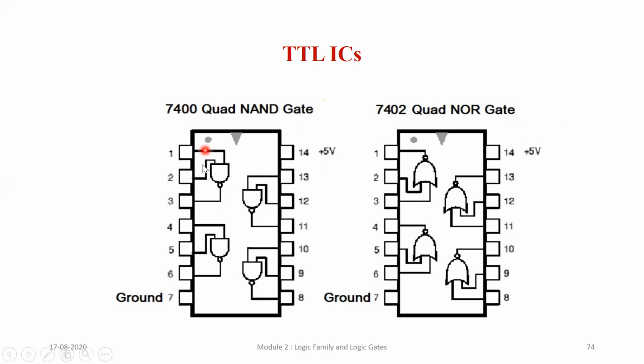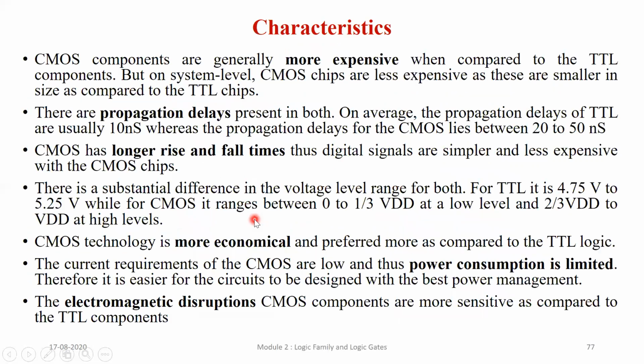Now the moment I give this input, immediately I will not get the output. Why? Because look, inside it there are a lot of transistors. That transistor will switch on, the output of that transistor will go to the other transistor, and then I will get the output. So there is always a propagation delay present in the IC. Here the propagation delays are present in both CMOS as well as TTL. So here they have specified the propagation delay.